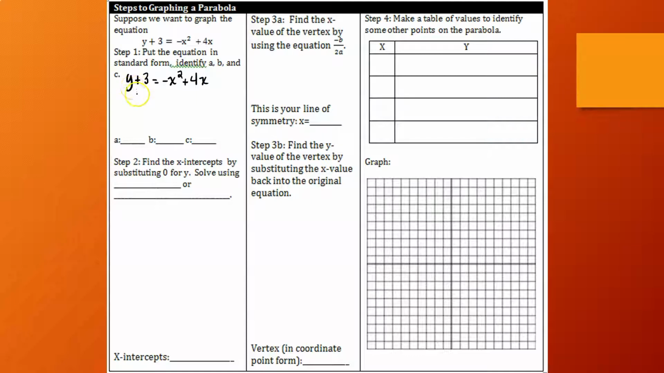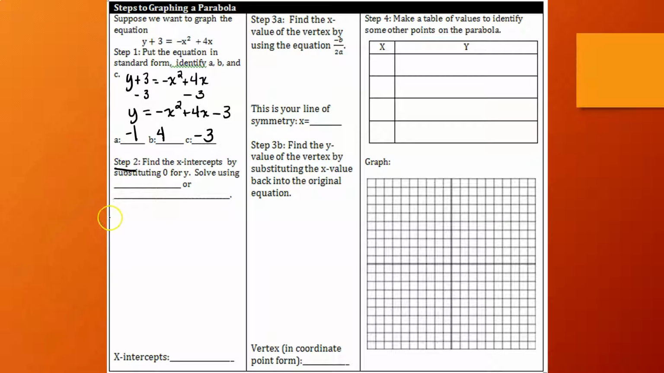I need y to be alone if this is going to be in standard form, so I'm going to subtract 3 from each side. So y equals -x squared plus 4x minus 3. I do that so I can identify my a, b, and c for use in equations. A is -1, b is 4, and c is -3. So far I've just put my equation in standard form and identified my a, my b, and my c. None of this should be new information to you.